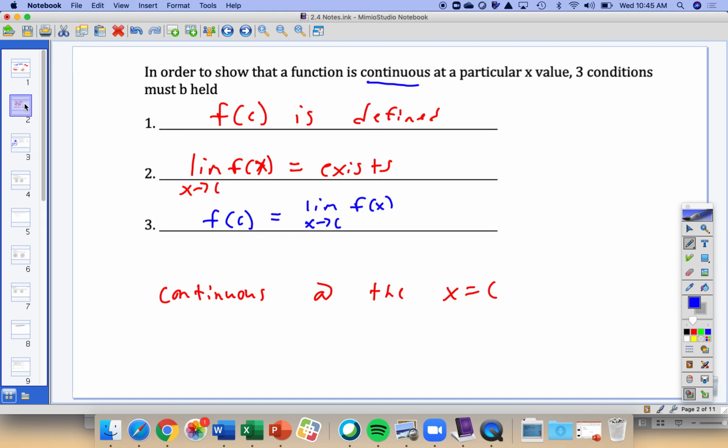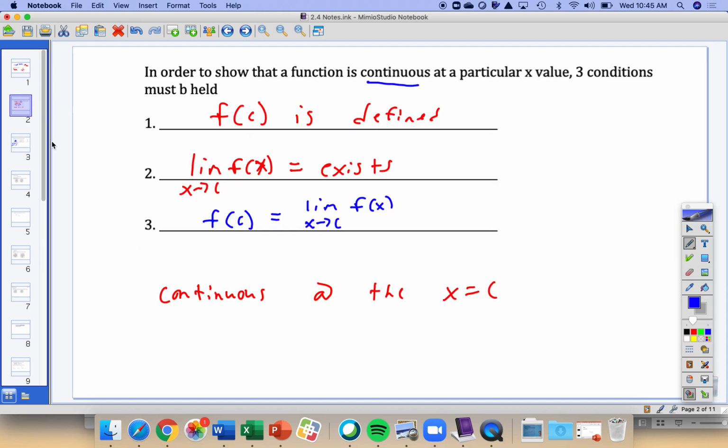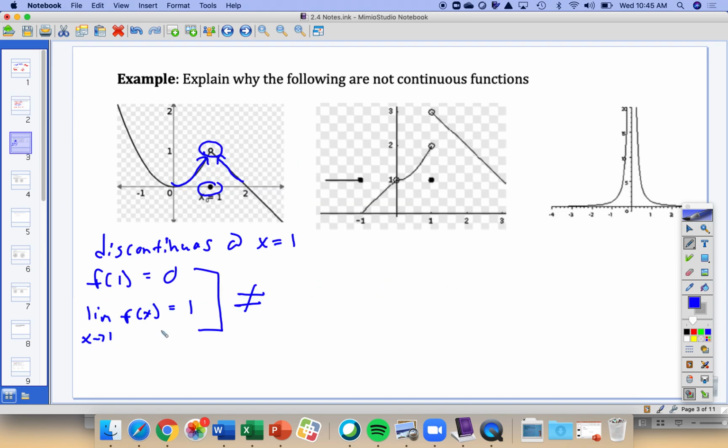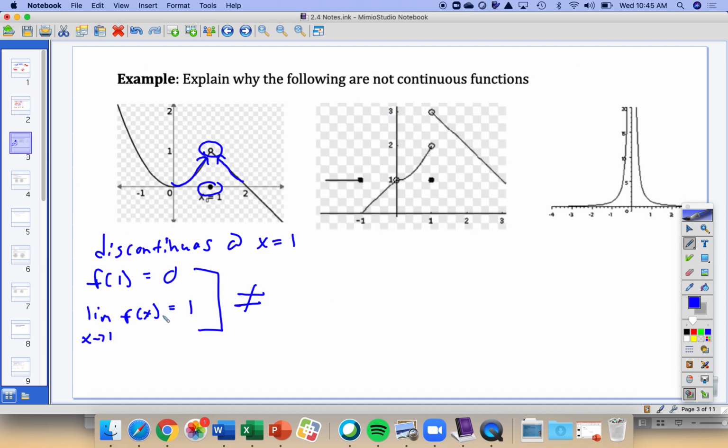Okay, so back to our conditions. f of c is defined. Well, f of 1 is 0. It is defined. The limit exists. Well, the limit does exist because the limit is 1. However, the third condition is not upheld. The function value does not equal the limit because 1 does not equal 0.